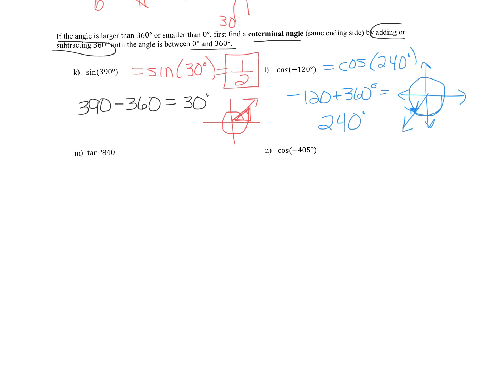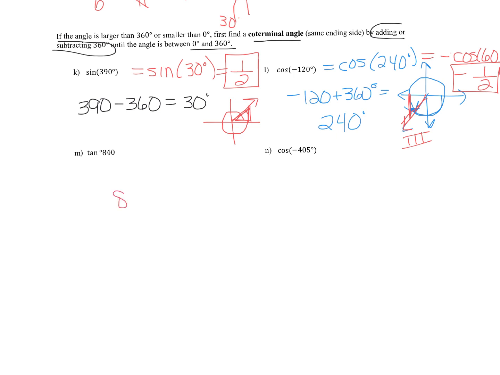Now we're in that quadrant. We said this is coterminal with 240. We just need a reference angle now. So 240 minus 180 is 60. We are in quadrant 3 where cosine is negative. So this is the negative cosine of 60. So we know cosine of 60 is 1/2. So we are at -1/2.